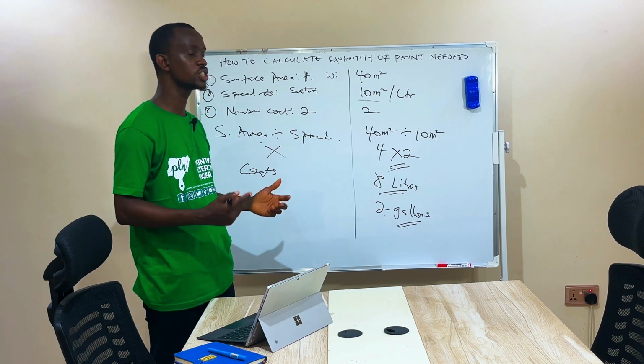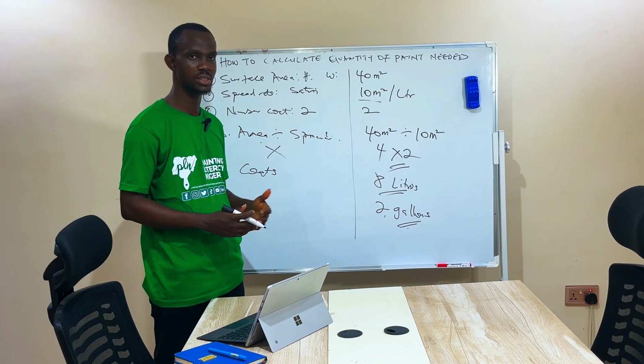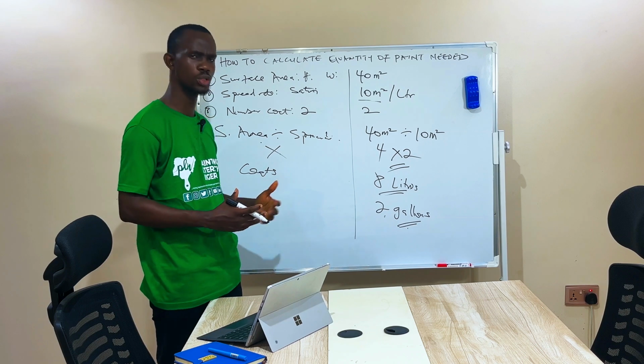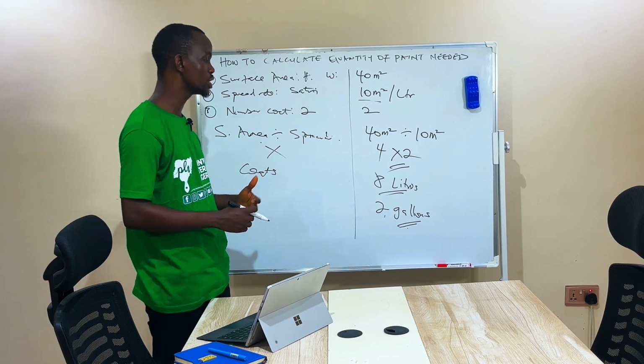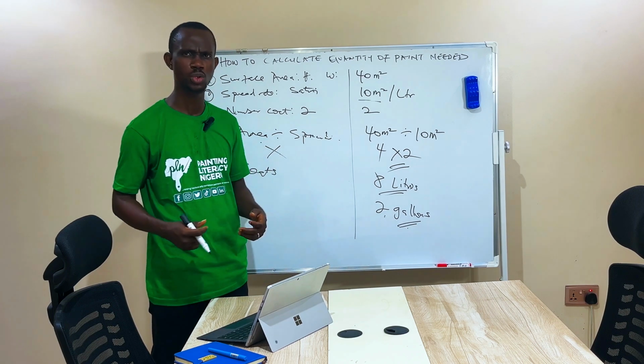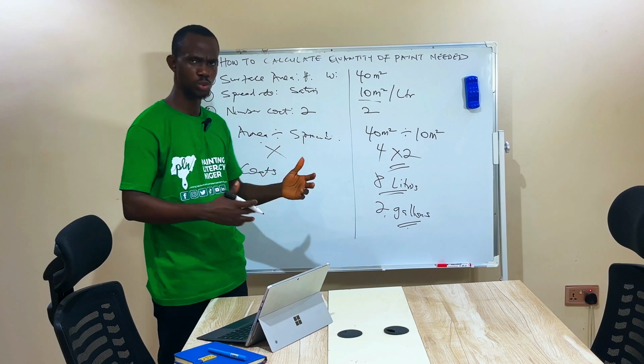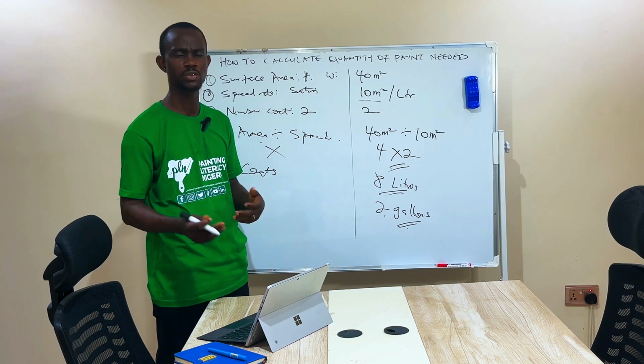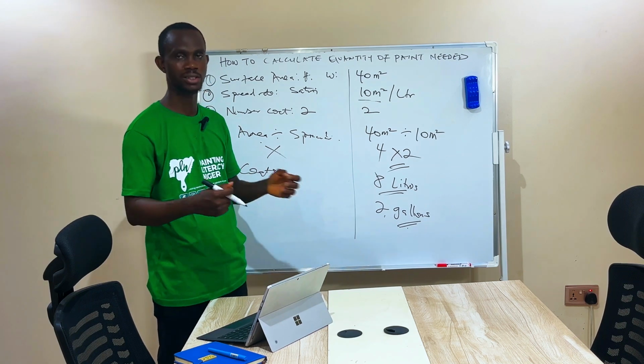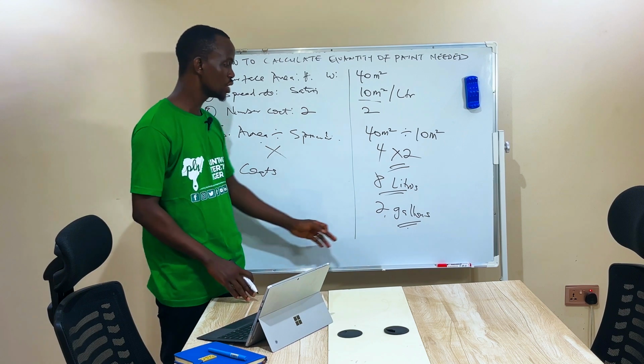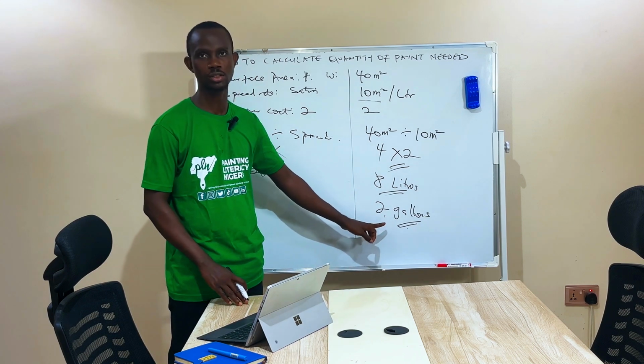Now if you are using a spray machine to spray paint, chances are that some is going to be wasted. And even if you are using a roller, while you are applying the paint on the surface, a little is going to splash on the floor, and even the paint that enters the roller. So at the end of the day, you might have extra to be added to this.